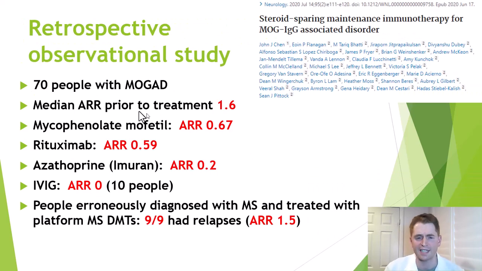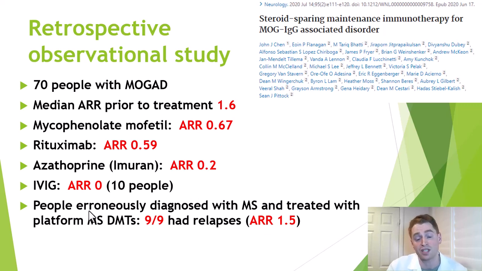This study looked at 70 people with MOGAD, and they noted that prior to treatment, the median annualized relapse rate was pretty high, 1.6, so almost 2 attacks per year. With mycophenolate mofetil, the people in the study had an annualized relapse rate of 0.67, not that good, but lower than baseline. With rituximab, it was 0.59, again, not that good in my opinion. With Imuran, it was 0.2, that's pretty good. With IVIG, it was 0, although only 10 people got IVIG, but definitely IVIG is looking favorable.